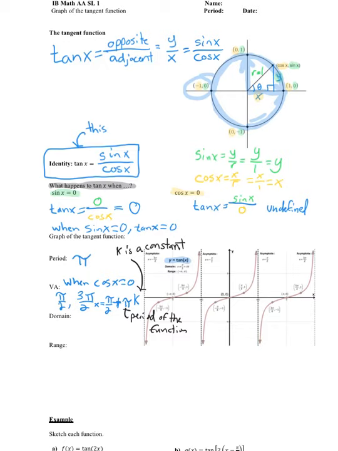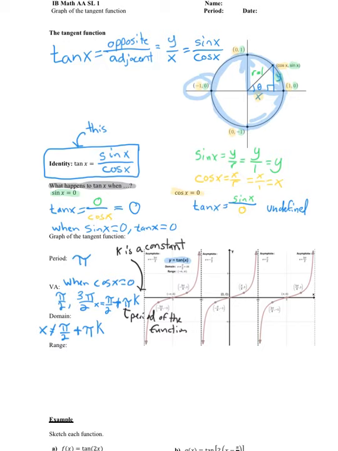Now for domain, we just take whatever the vertical asymptotes are and we say, hey, the domain's going to be all the values except where the asymptotes are. So in this situation, we'd say x is not equal to pi over 2 plus pi k. That's the good way to write the domain. And we could technically say all real numbers with that. I think that's the best way to write the domain.